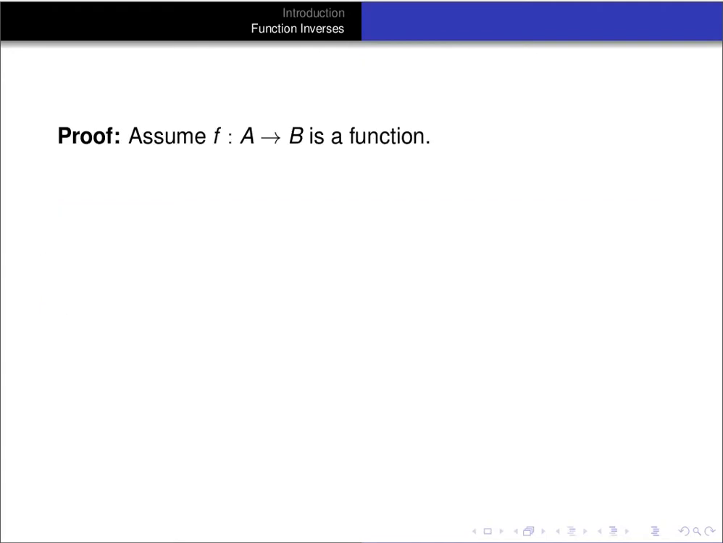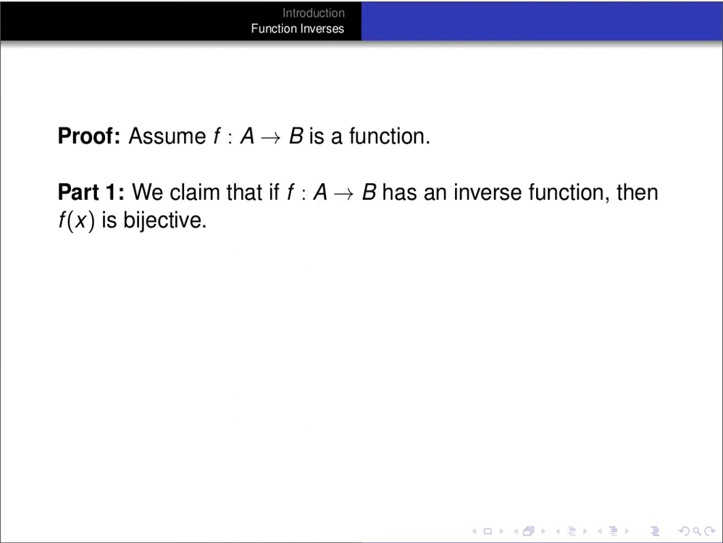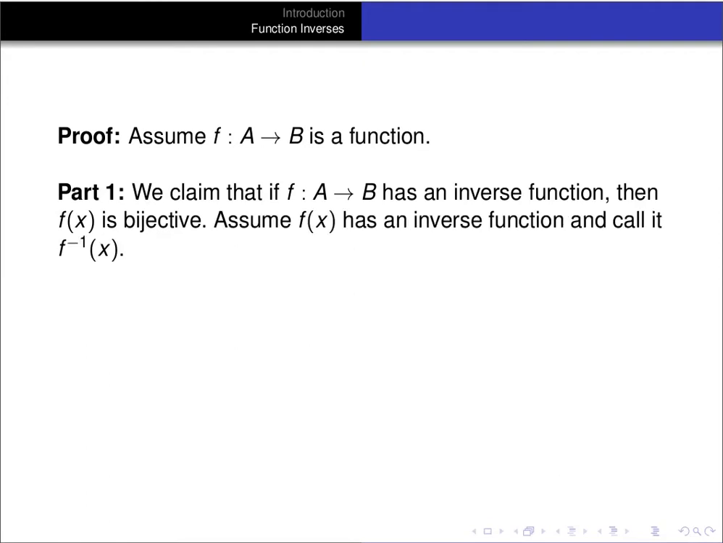So let's assume that f is a function from A to B. In part 1, we claim that if f has an inverse function, then it is bijective. Let's assume f has an inverse function, and let's call it f inverse. Okay, so we have two properties. We know that f inverse composed with f is the identity on A, and f composed with f inverse is the identity on B.